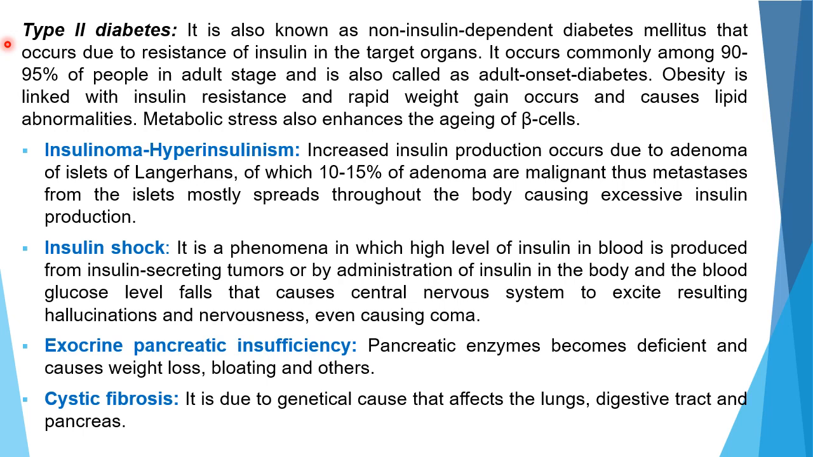Another type of diabetes mellitus is type 2 diabetes. It is also known as non-insulin dependent diabetes mellitus that occurs due to resistance to insulin in the target organs. It occurs commonly among 90 to 95% of people in adult stage and is also called adult onset diabetes. Weight gain and obesity can risk the development of type 2 diabetes and also cause lipid abnormalities. Metabolic stress also enhances the aging of beta cells.